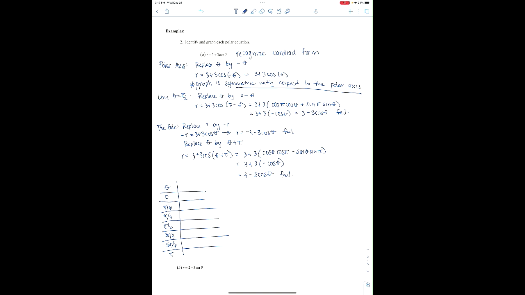And we want to know at these different values what's happening to our graph. 3 plus 3 cosine theta. If we plug in 0, then we'll just get out 6. If we plug in pi over 6, that gives us about 5.598. If I plug in pi over 3, that gives me about 4.5. If I plug in pi over 2, that gives me 3. If I plug in 2 pi over 3, that gives me 1.5. And if I plug in 5 pi over 6, I get 0.402, and at pi I get 0.